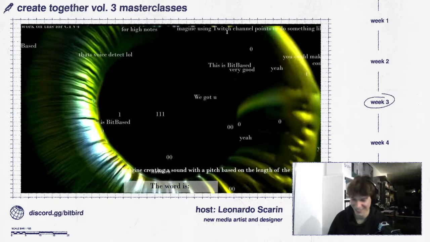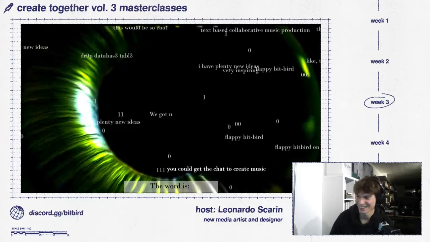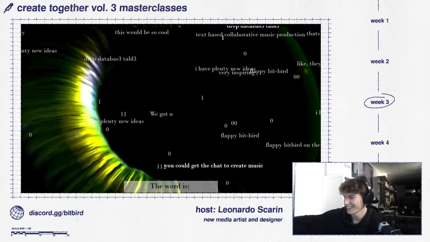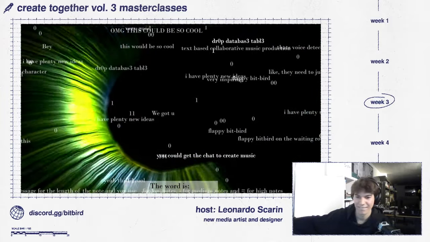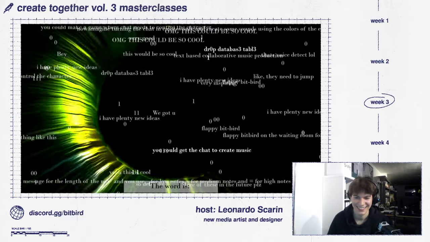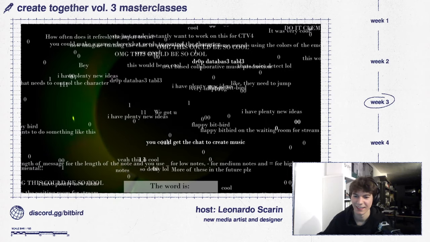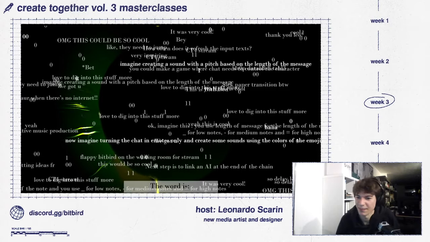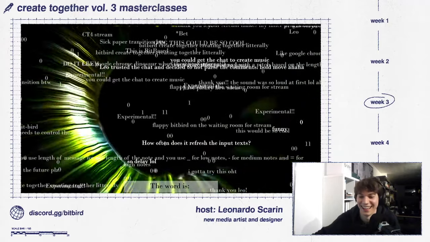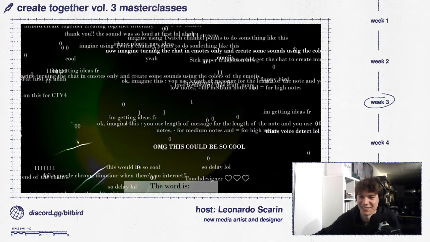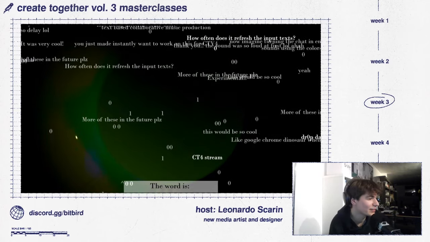Cool, cool. I love that people are getting ideas out of this. That's the nicest thing someone could say. All right. Okay, I'm gonna wrap this up. Well, thanks for being with me. Next step is to link an AI at the end of the chain. Yes, AI everything. Create some AI visual with the text inputs from the chat. Oh, that's a really cool idea, actually.